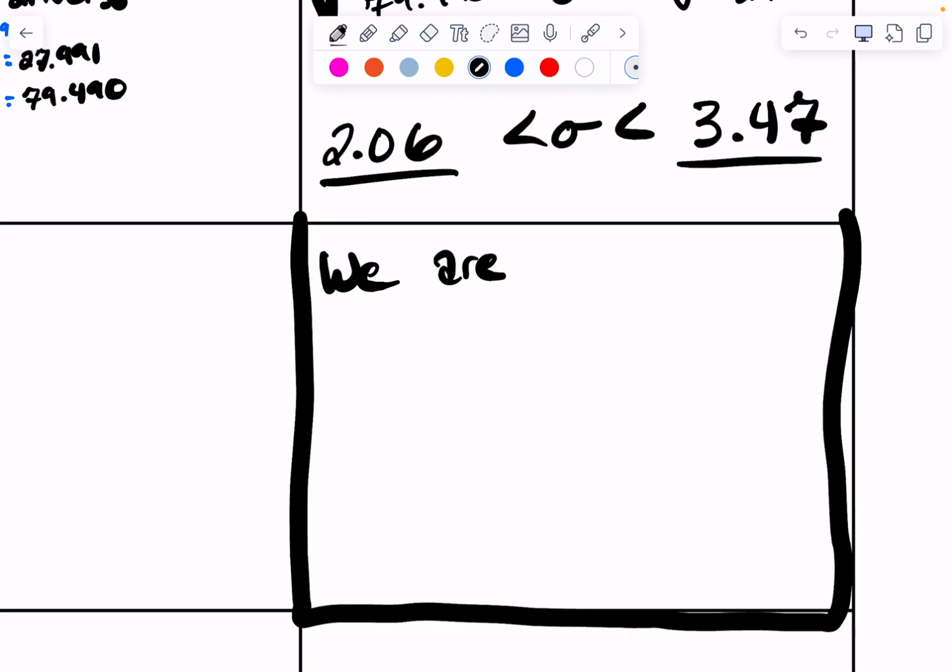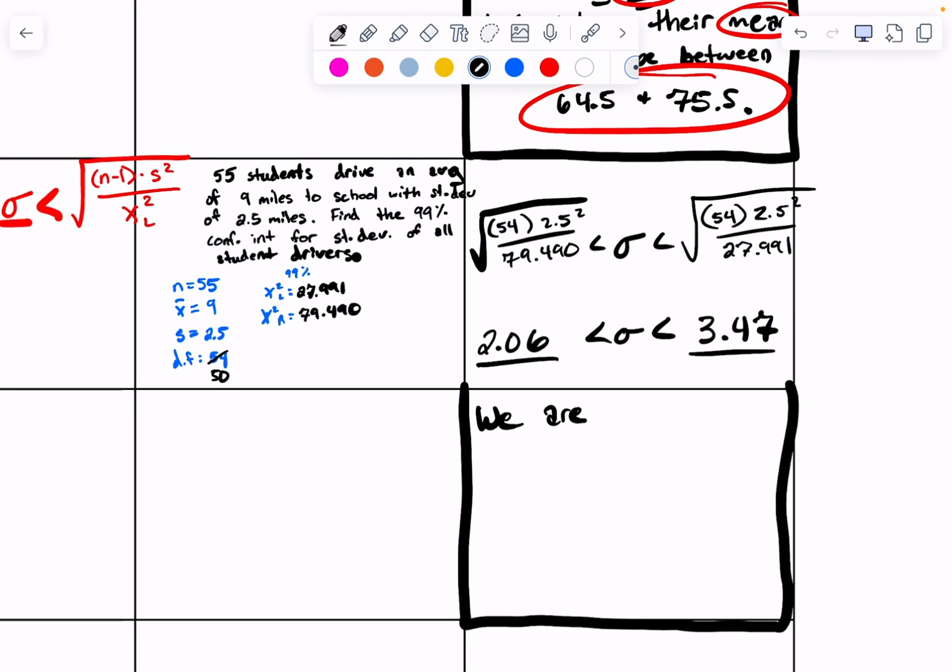Wait, can you go to the left a little? Can you read the numbers for the left and right? 'Cause I can't see. 27.991 is the left. 79.490 is the right. My handwriting is kind of hard to see. Why are those numbers so big? Because we're being 99% sure, and our degrees of freedom is huge. We survey all student drivers.